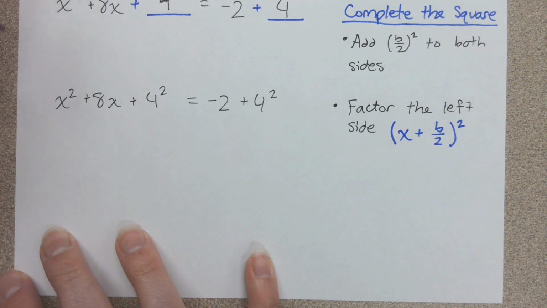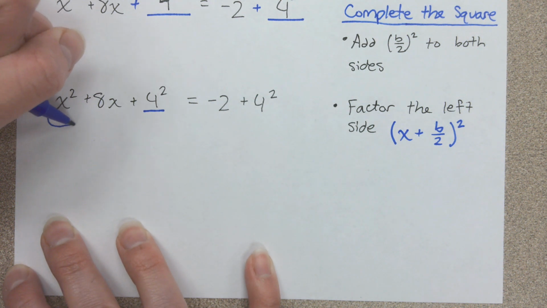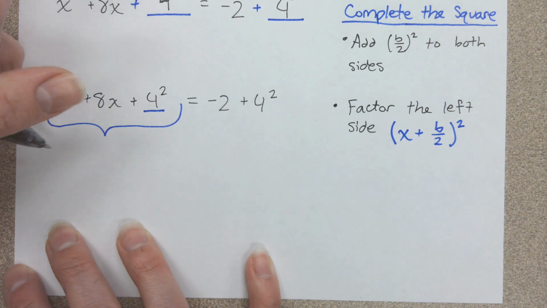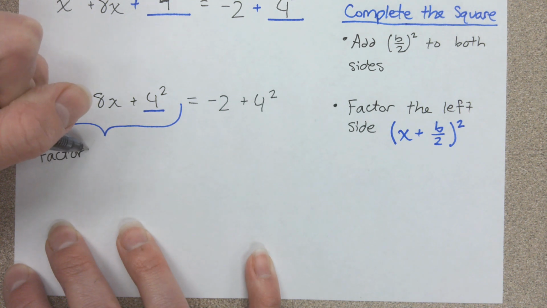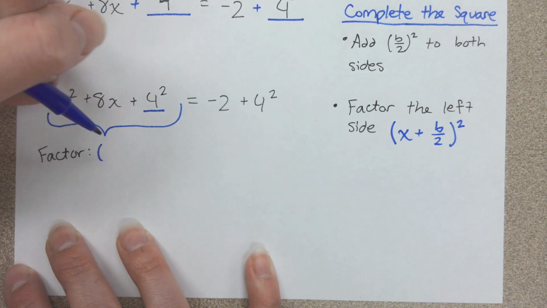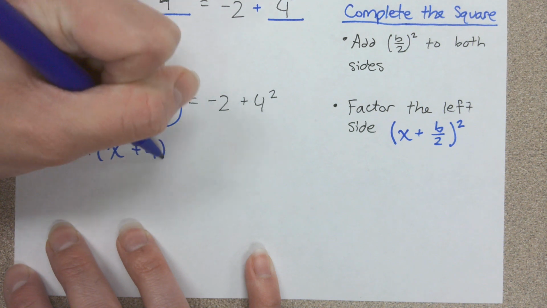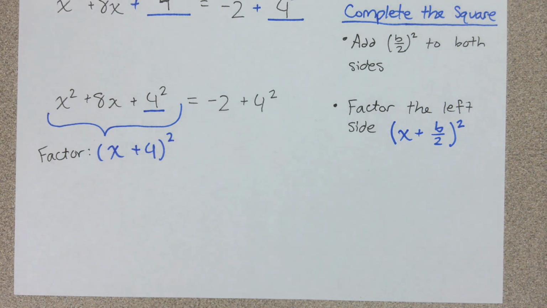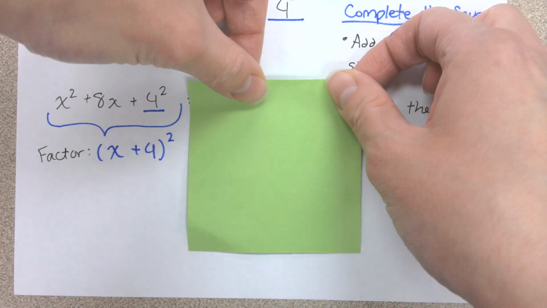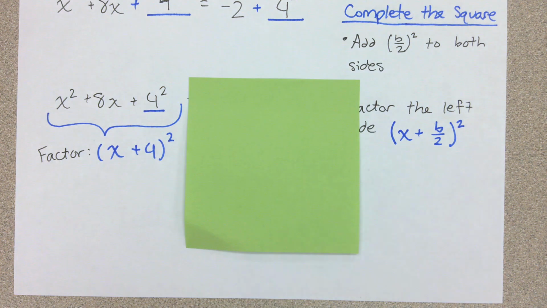So this is where the shortcut comes in handy. The b over 2 term was 4. So when we factor this, it's just going to become x plus 4 the whole quantity squared. Now, I showed this when I taught this the first time. I'm going to show it again because I'm cutting out a lot of work when I'm doing this. That's what's nice. It's a shortcut.